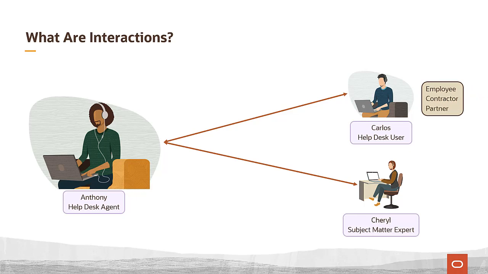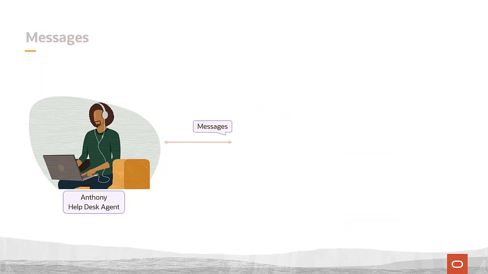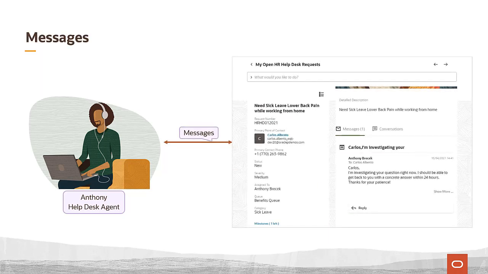Any interactions between the help desk agent and the person who filed the help desk request are referred to as messages. Interactions between the agent and other agents or SMEs are referred to as conversations. So what are messages? Messages are typically communications between the agent and the requester. They're typically public information about the request that anyone, whether an agent or a requester, can see.